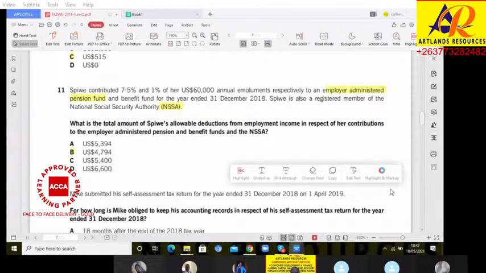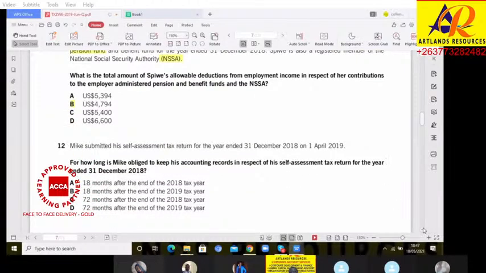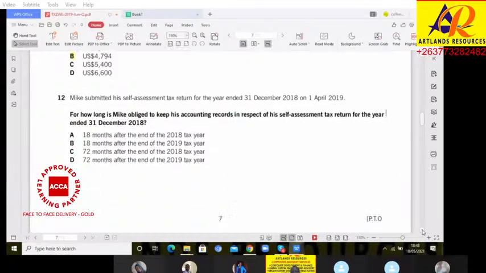Mike submitted his self-assessment for the year ended 31 December 2008 on 1 April 2009. When is the self-assessment due? Taking a business self-assessment for the year 2020, when would it be due? The self-assessment is due on 30 April next year.